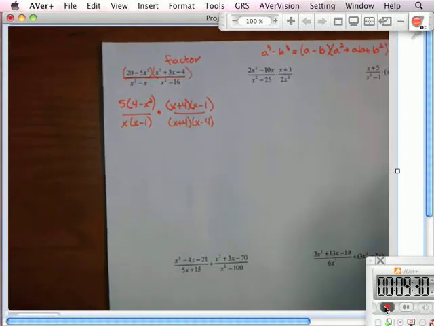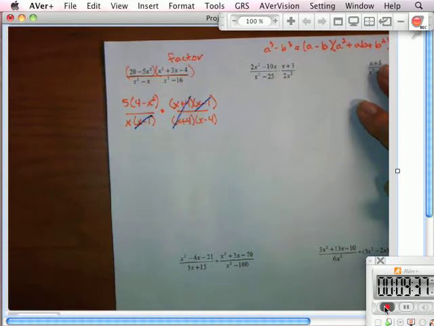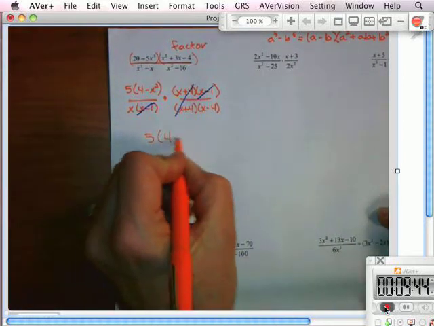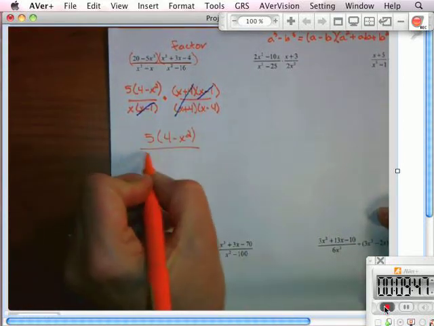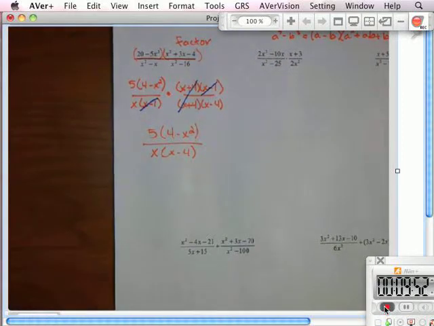Okay, now let's look and see what I can cancel. So I can cancel this, I can cancel this, and that's all. So then let's write what's left over. Again, since you're multiplying, you just multiply straight across, and that's how I ended up with that. Okay? How you feel about that? It's kind of fun.